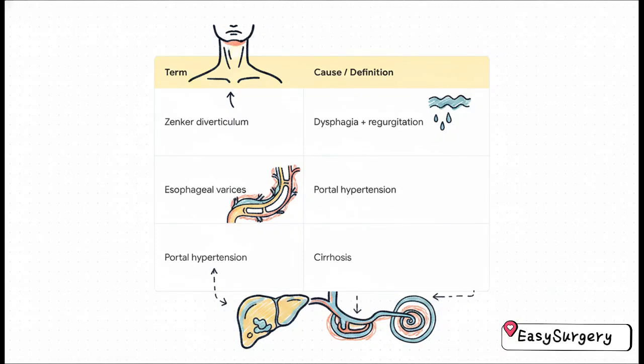Now, the crucial point here is how this next sequence chains together. Esophageal varices are caused by portal hypertension. And what's the most common cause of portal hypertension? Cirrhosis. See how one pathology directly feeds into the next.